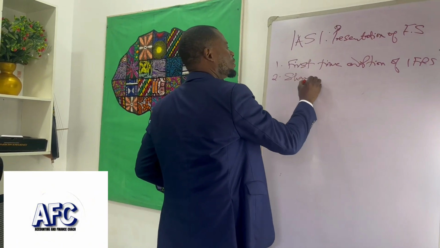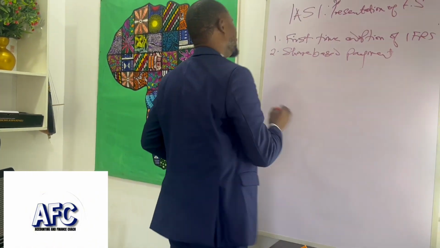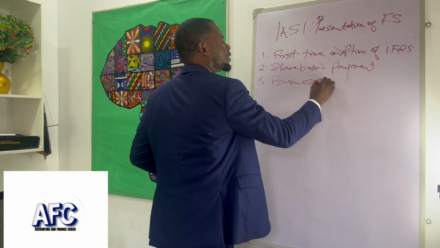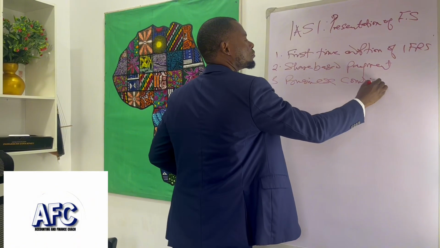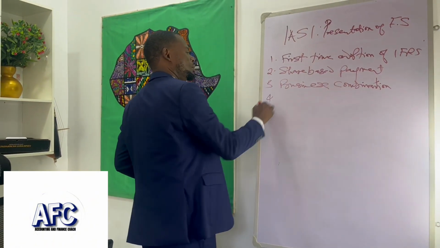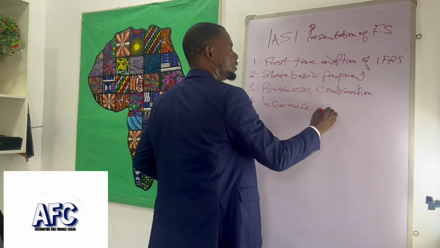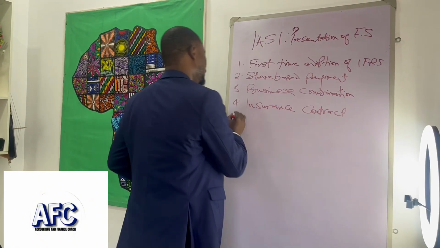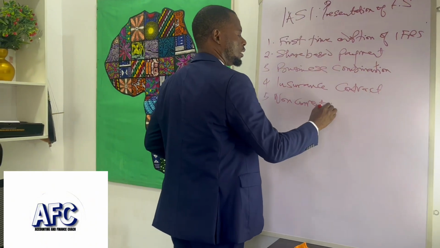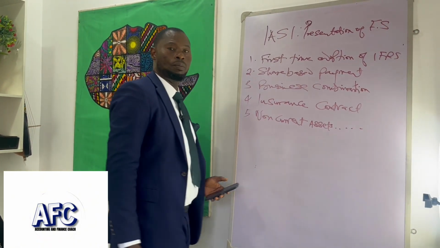share-based payment. You could say 3, business combination. You could say 4, insurance contract. You could say 5, non-current assets held for sale and discontinued operations.